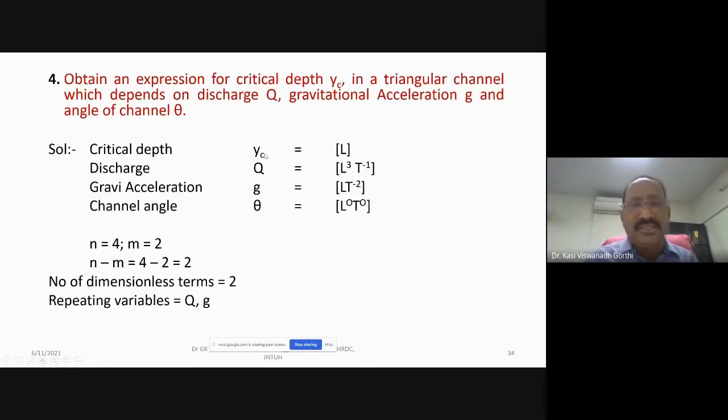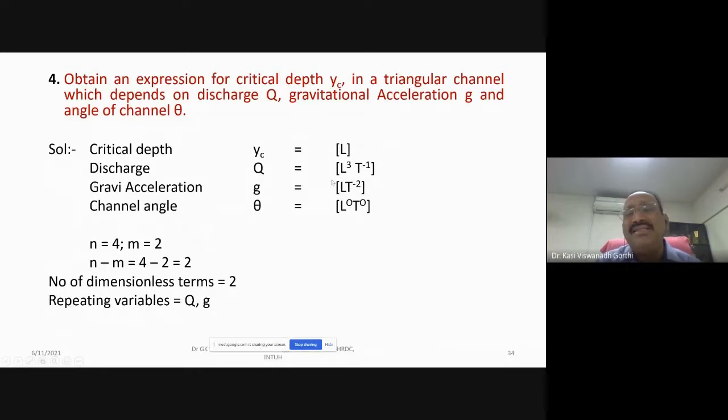So one more problem also is given. In this problem, I'll just read it out again. Obtain an expression for critical depth in a triangular channel. So you need to find the expression for the critical depth in a triangular channel, which depends on the discharge Q, acceleration due to gravity g, and the channel angle theta. So just follow the simple mathematical procedure. Critical depth, dimensional formula L; discharge Q, L cube T to the power minus 1; gravitational acceleration g, L T to the power minus 2; and channel angle theta, L power 0, T power 0.